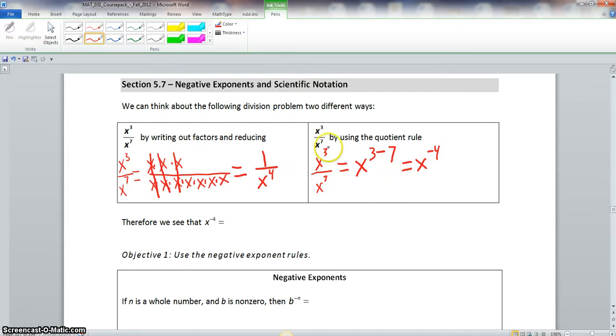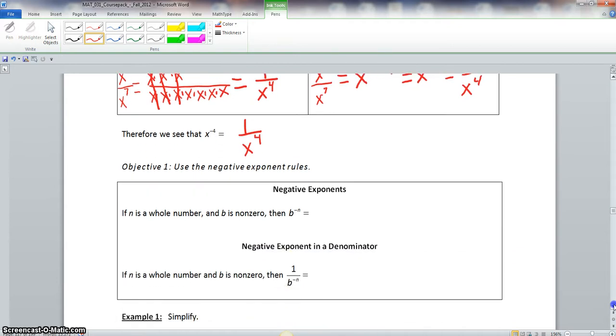Now, if you notice, these two are equivalent. So x to the negative 4, as we see here, therefore we see that x to the negative 4 is the same as 1 over x to the fourth. And we can write that here as well. They are the same thing. Now, we scroll down here.